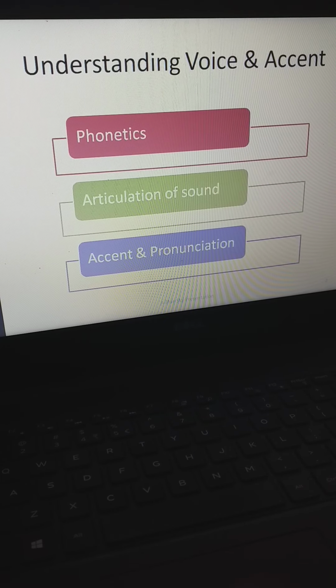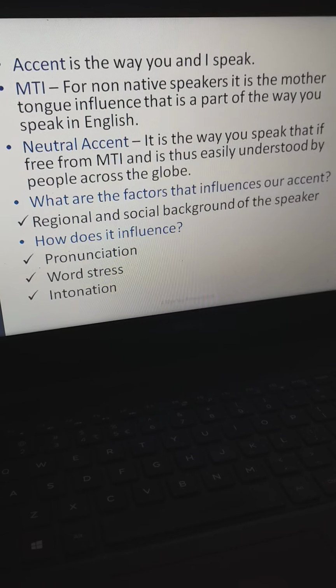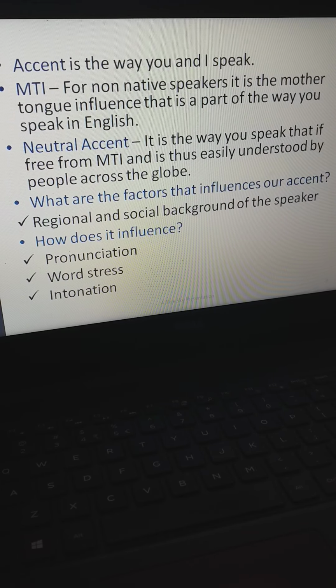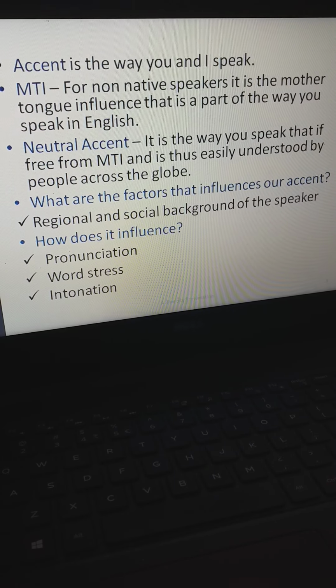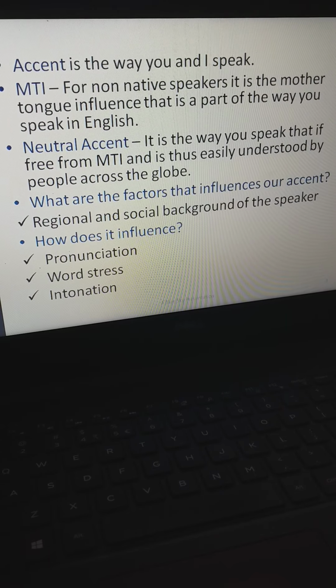Understanding voice and accent. What is phonetics? What is the articulation of sounds? What is accent and pronunciation? Accent is the way you and I speak. What is MTI? For non-native speakers, it is the mother tongue influence that is a part of the way you speak in English. Neutral accent is the way you speak that is free from MTI and thus easily understood by people across the globe.